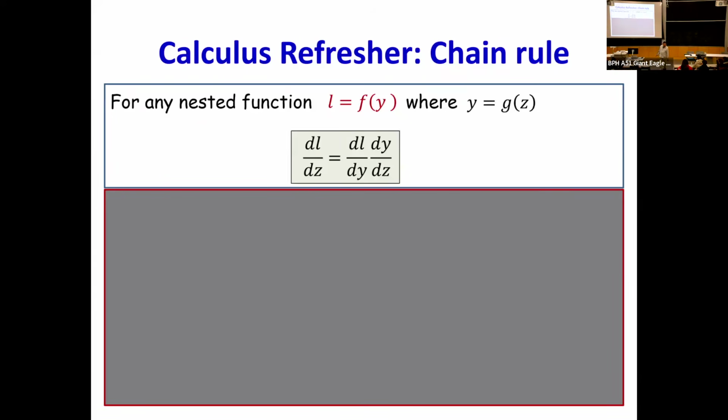I can use the chain rule, right? If L equals f of y, where y equals g of z, so L is my loss. My loss is some function of the output of the network, but the output of the network is some function of z. So chaining them, the derivative of the loss with respect to z is going to be the derivative of the loss with respect to y times the derivative of y with respect to z. Make sense to everybody? Right.